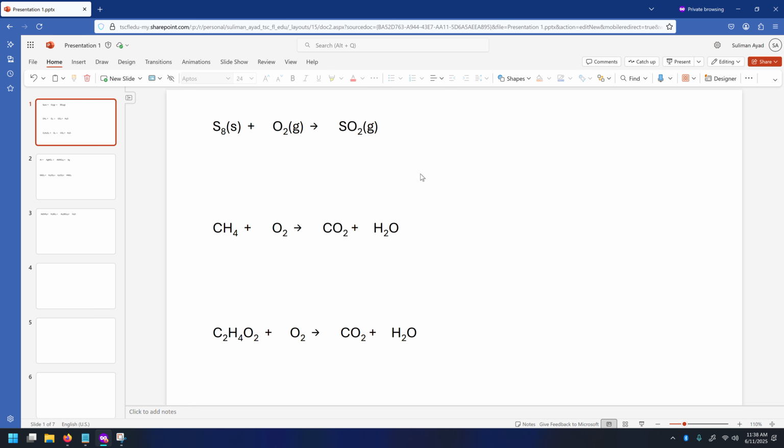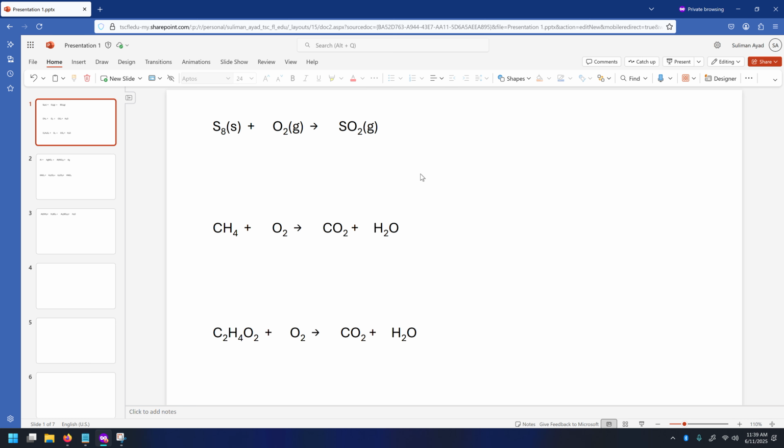So if we're saying that we add one S8 and one O2 to produce one SO2, well, something doesn't quite line up there. What we're saying is that 7 of our sulfur atoms disappeared in this process. A balanced chemical equation is one which has the exact same number of atoms on the reactants side as it has on the products side.